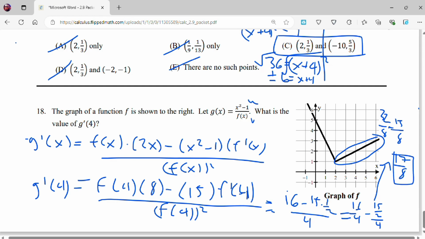I hope you guys enjoyed this lesson. Pretty straightforward. As long as you don't make silly mistakes, remember the denominator is squared, it's v squared, and the rest is similar to product rule.